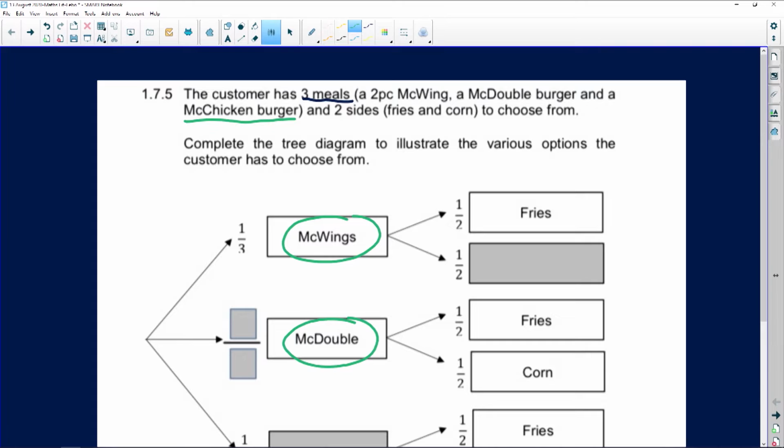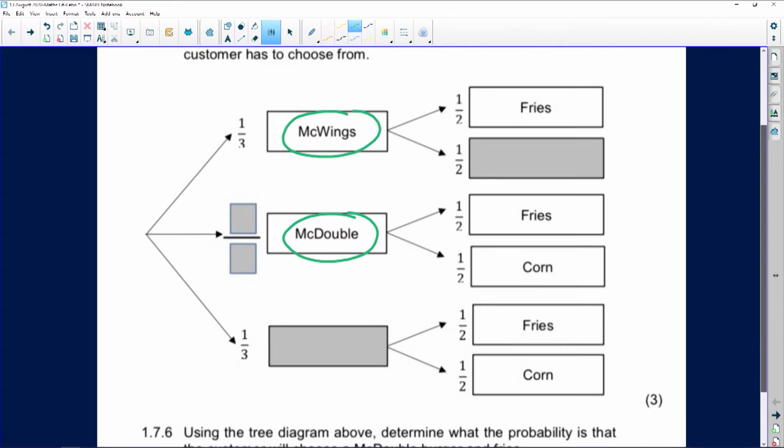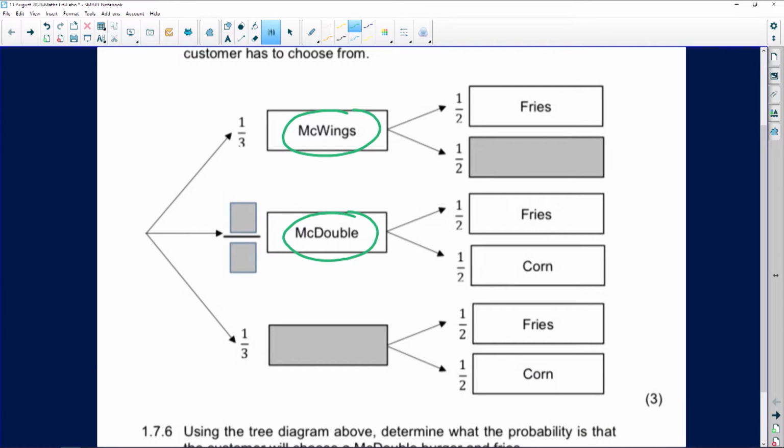Oh, I'm already hungry just looking at this. The 2 sides that we have with these options is that you could either have fries or corn. Okay, so you could choose from those 2 options. And we've got this nice tree diagram down here, and we've got that little point over there where the tree diagram begins.